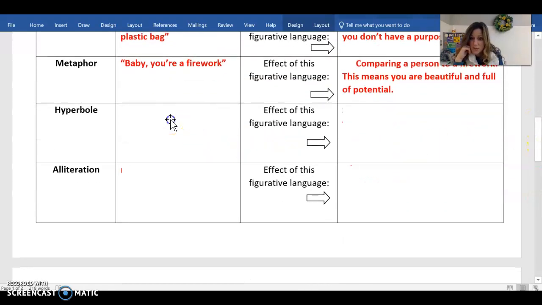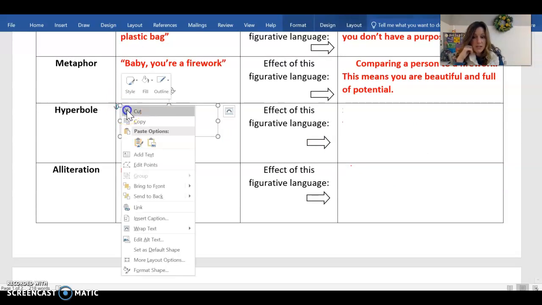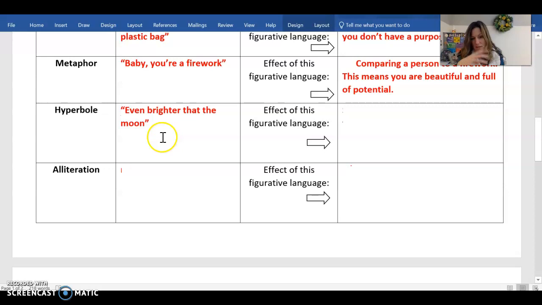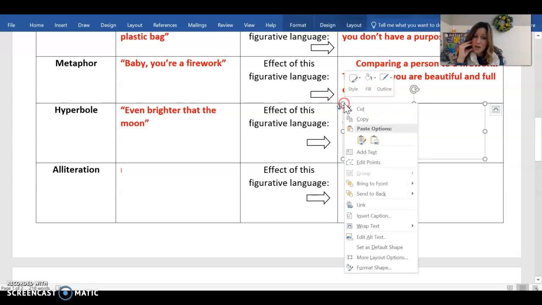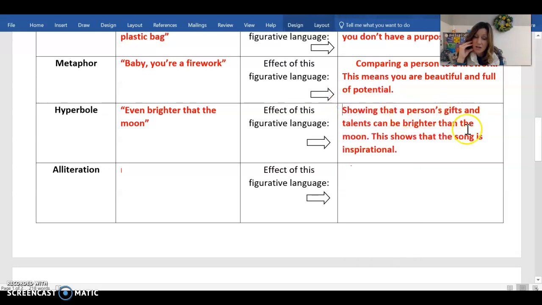Just waiting to explode. Then you do not have to look for hyperboles because we didn't really focus on those, but there was a hyperbole or an exaggeration. It says "even brighter than the moon." And to me, that meant that showing a person's gifts and talents can be brighter than the moon. So it shows that this song's inspirational.